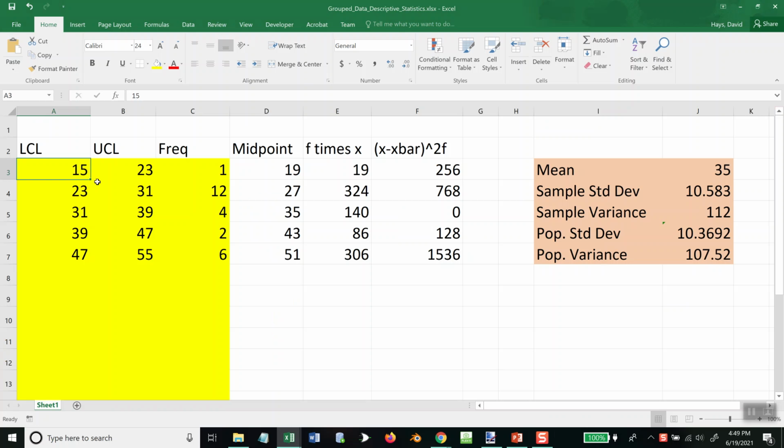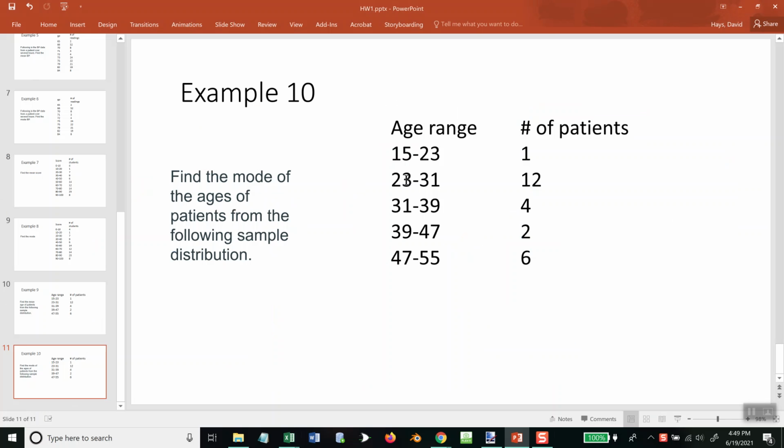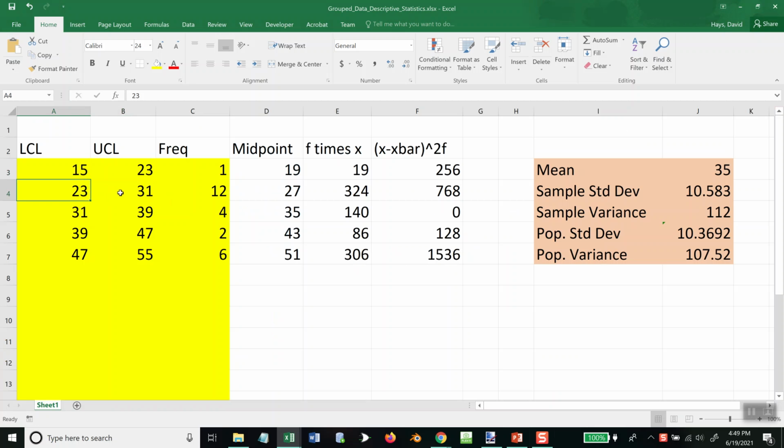So you put 15 here and 23 here. My next one is 23 to 31, so 23, 31, and you go through and do all that. Put your frequencies in here, only change the yellow. Your largest frequency is your mode, or gives you your mode, I should say.